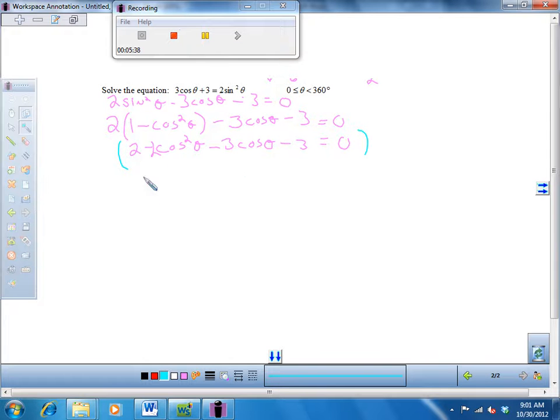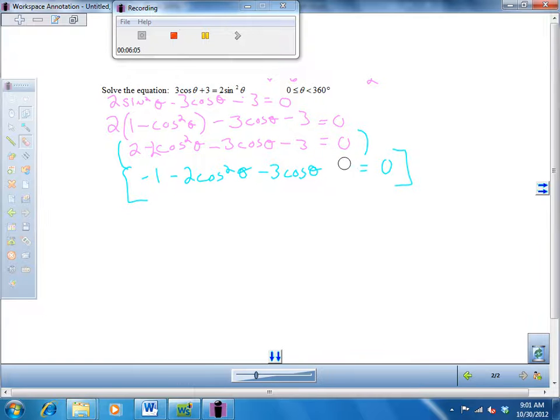So 2 and negative 3. Oh, and you too, Davis. Thank you. That makes negative 1 minus 2 cos squared theta minus 3 cos theta minus 3 equals 0. What did I do? I'm sorry, I'm asleep still. There we go. That's right. 2 minus 3 makes negative 1. Now I'm going to multiply everything by negative 1. And what that does is turn this into a positive.